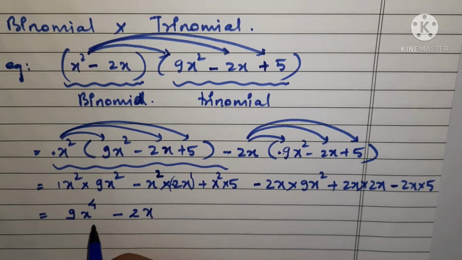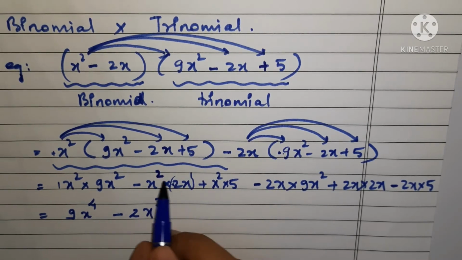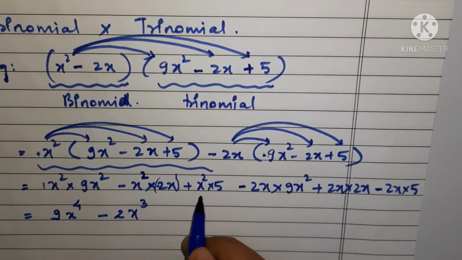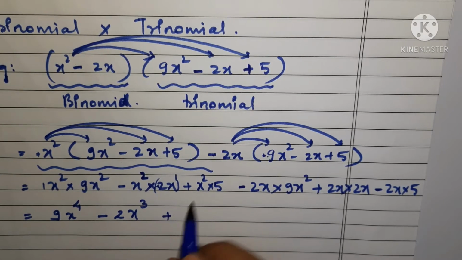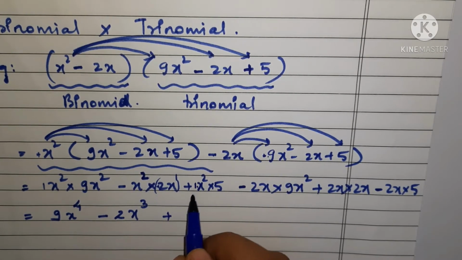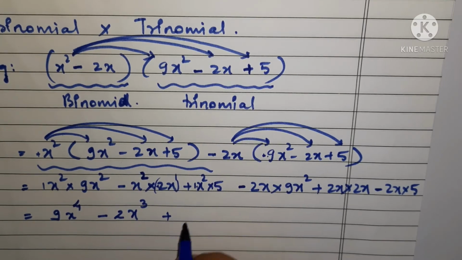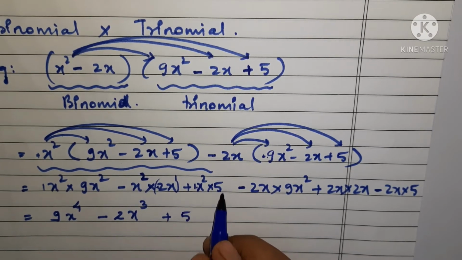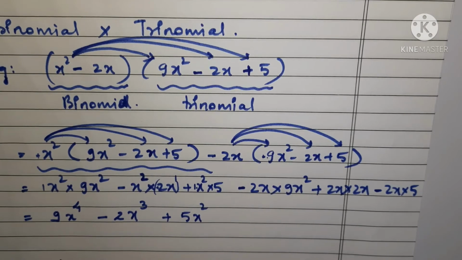So 2 plus 1 how much? 3. है ना, समझ में आ रहा है? 2 plus 1 हमने किया तो क्या आ गया? 3. Again here what we are having? Plus 5 into 1. Here nothing is there, so no coefficient, it means it is 1. 5 into 1 will give you 5. No other variable is here, so we will write 5x square. समझ में आया क्या किया हमने?